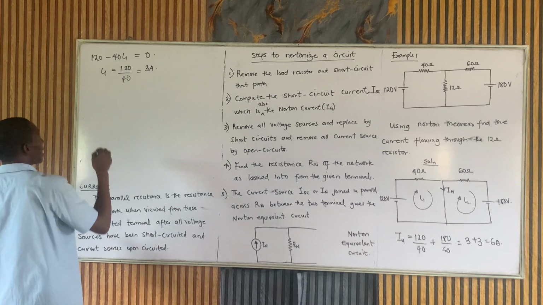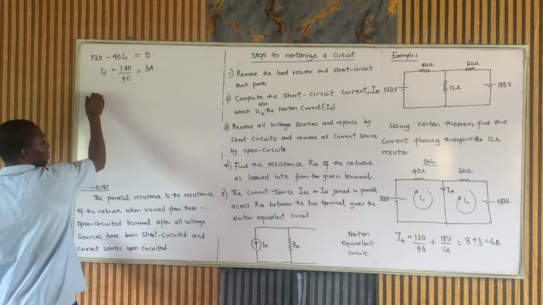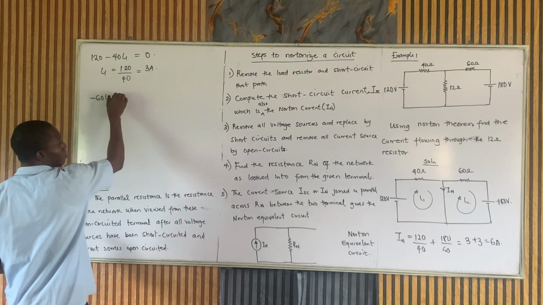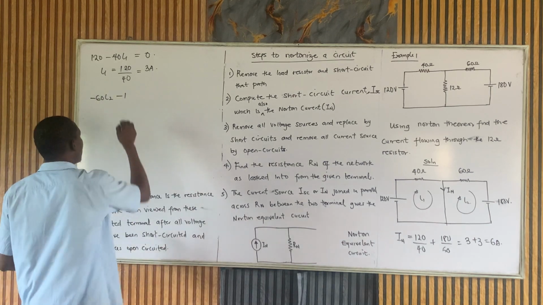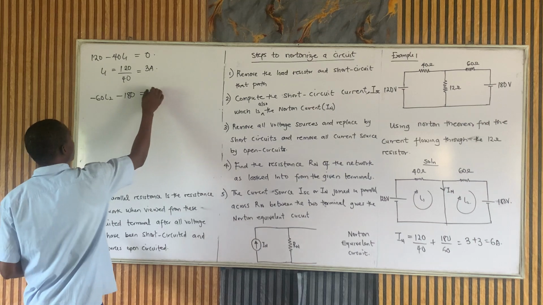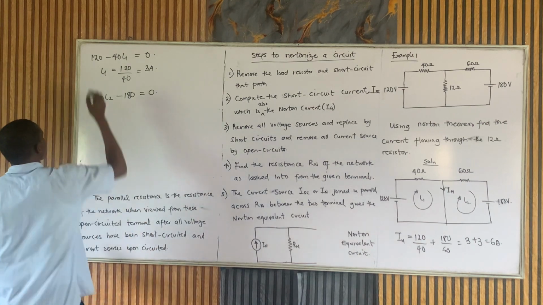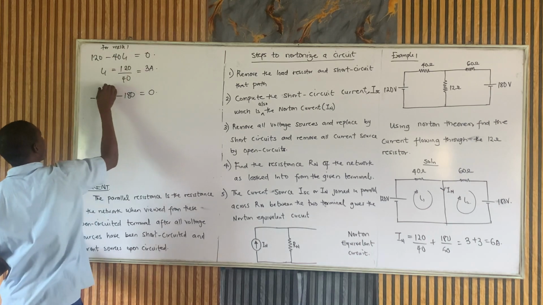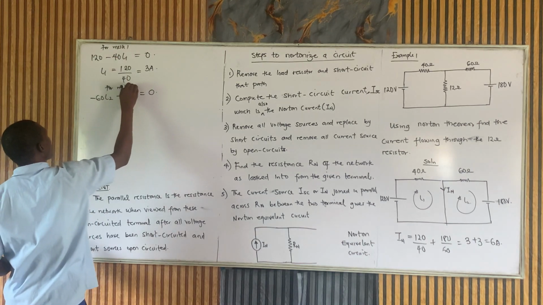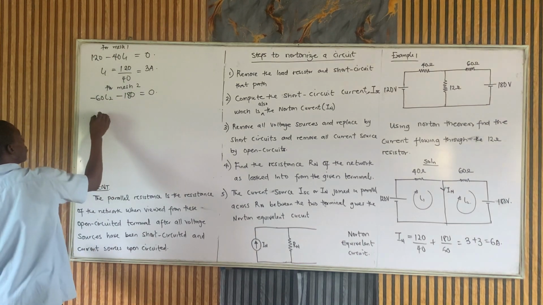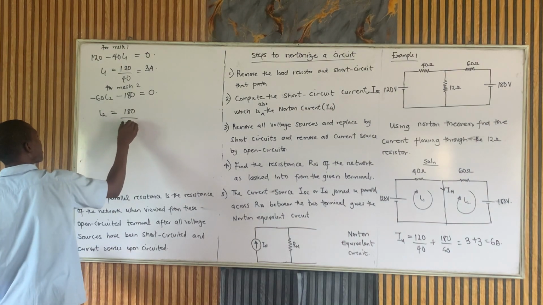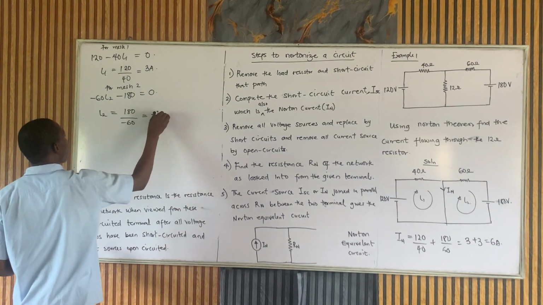Again, for mesh 2, we have minus 60 I2 minus 180 equal to 0. This is for mesh 1 and this is for mesh 2. And this gives I2 equal to 180 over minus 60, which is minus 3 ampere.